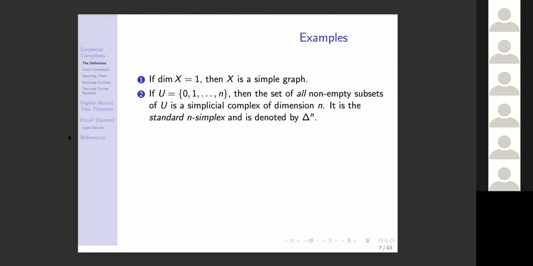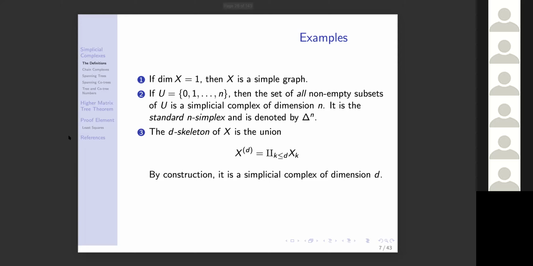And so this is called the standard n-simplex, and we denote it by delta n. It's the set of all subsets of the standard set 0 through n. The D skeleton of X is given by the set of all simplices of dimension at most D. So you throw away all simplices of higher dimension.